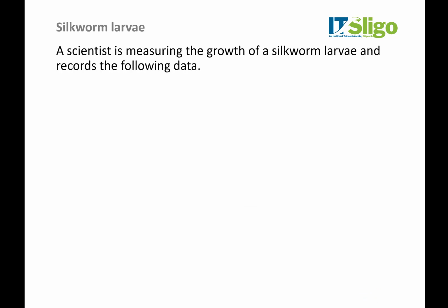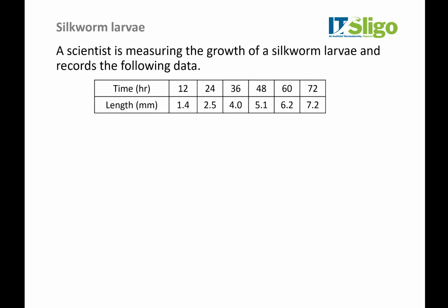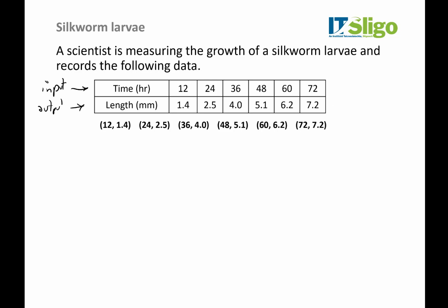This was an example we looked at in lecture 2, maybe lecture 1. We were given this data, so a scientist has recorded this data. We write the data as coordinates. Remember, the input value always goes first. Input always appears on the top of these tables. If the table is written correctly, the input should always be on top and the output on the bottom. So that kind of helps you as well.